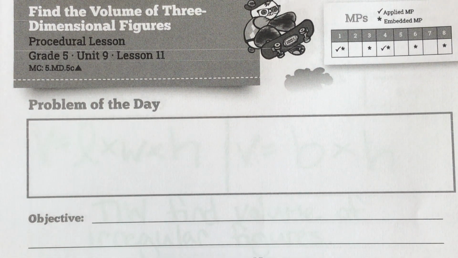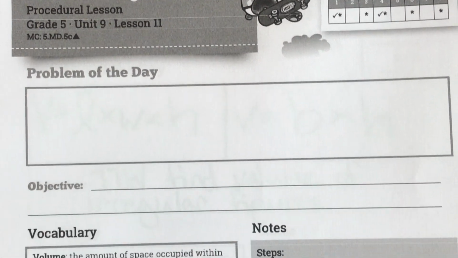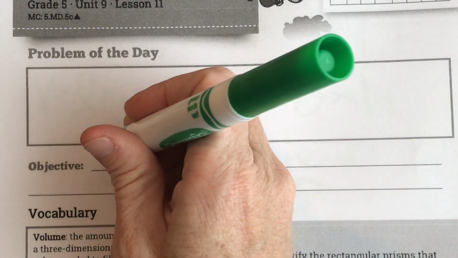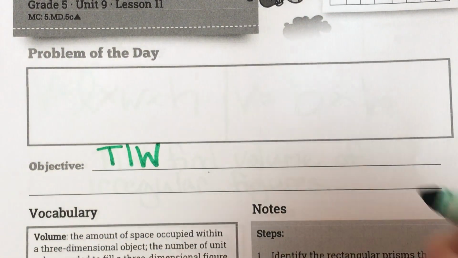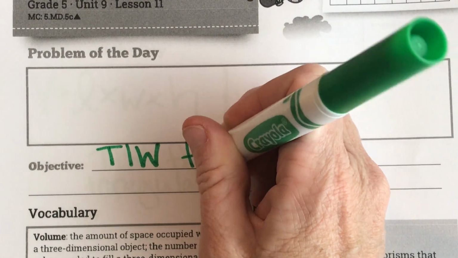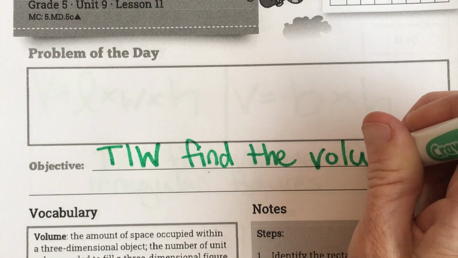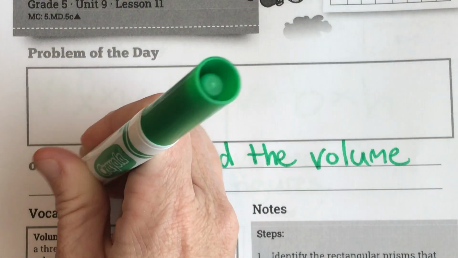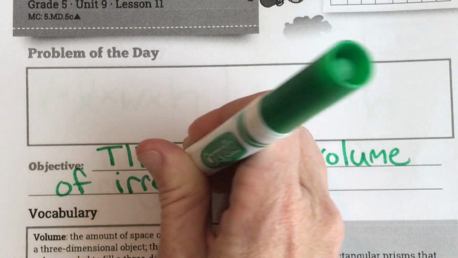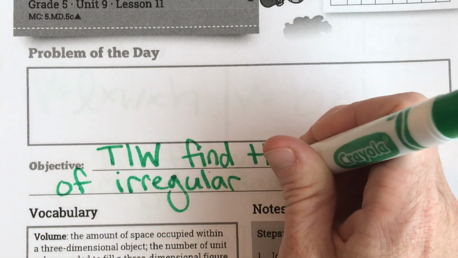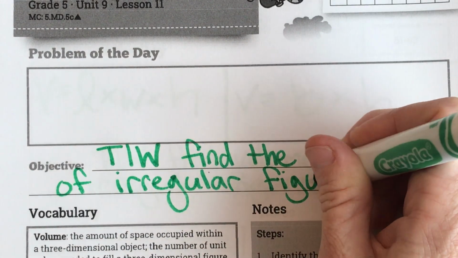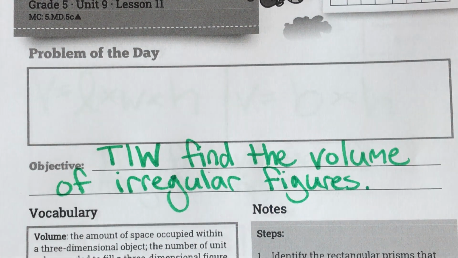Okay, today we're just continuing with what we did yesterday. So our goal or our objective is going to stay the same. Today I will find the volume of irregular figures. Okay, so the nice thing is our irregular figures are actually made up of regular figures. So we can use our same formulas.